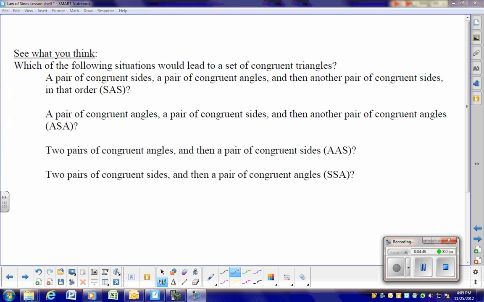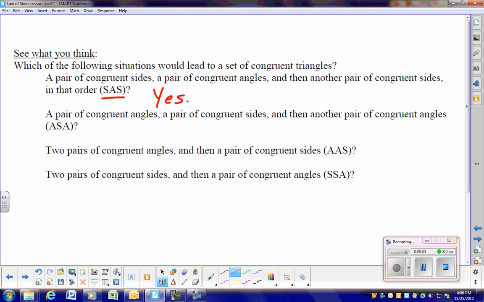I was just thinking. So these next questions don't match up exactly with your handout, but I would like you to just think through them, and then we'll go back to the 2 questions I typed onto your page. Which of the following situations would lead to a set of congruent triangles? Is side angle side a congruence theorem?